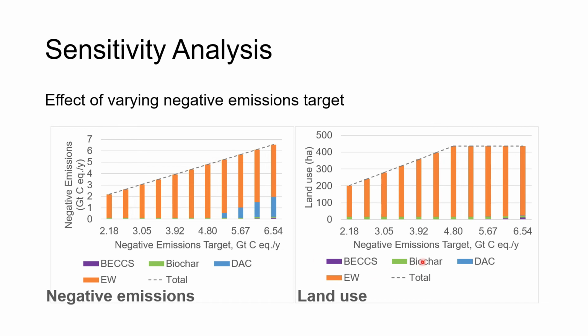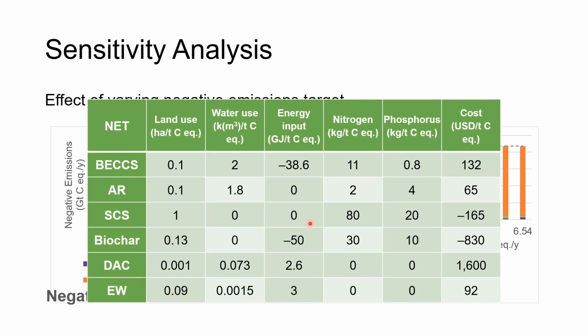The figure on the right shows the impact of each NET option on the land use at varying negative emissions target. Based on the impacts used, EW has the highest energy input, but EW has insignificant nutrient requirements compared to the other NETs, which may explain why EW was prioritized over the others.